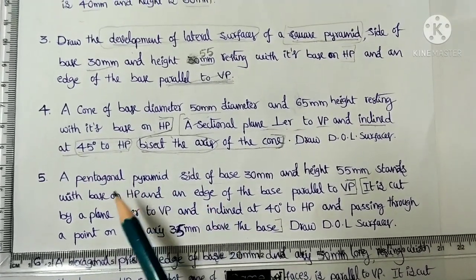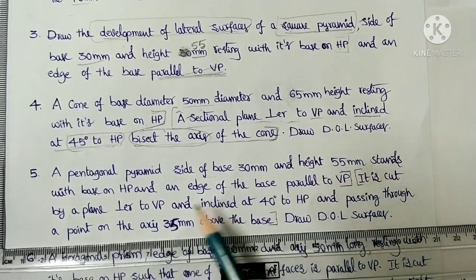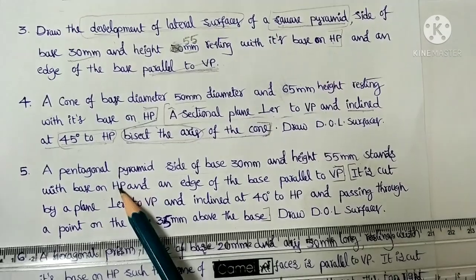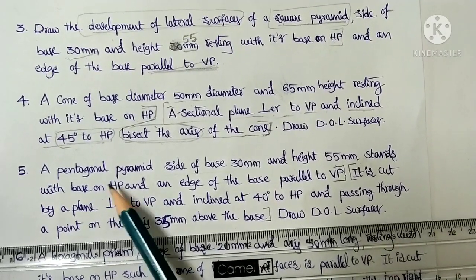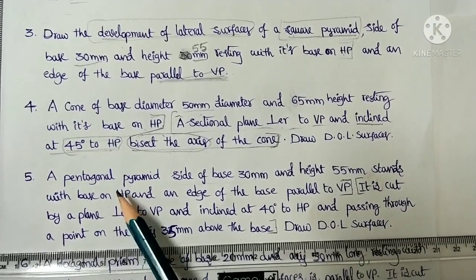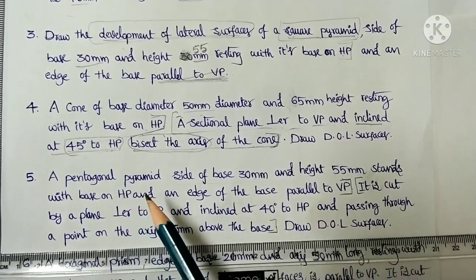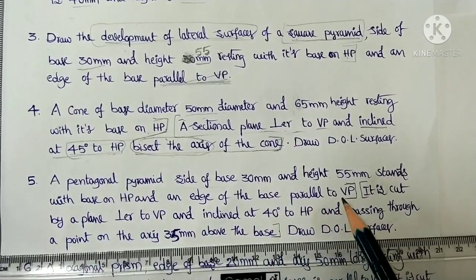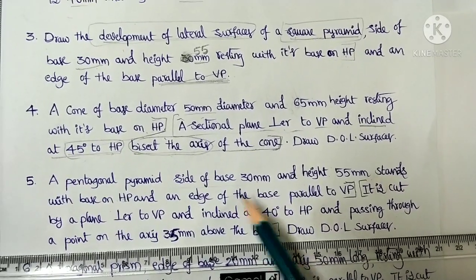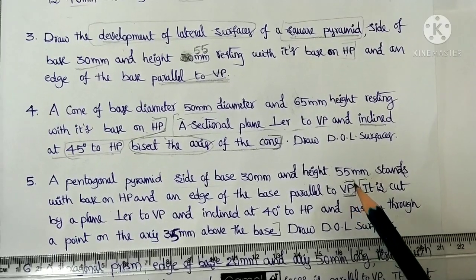Coming to problem number 5, it is a pentagonal pyramid, side of base 30 mm and height 55 mm, standing with its base on the horizontal plane. That means the axis is perpendicular to the horizontal plane. So when the axis is perpendicular to the horizontal plane, we are able to see the true shape in the top view. That means below the reference line we will get the true shape of that plane surface, and an edge of the base parallel to VP, so we have to keep one of the base edges parallel to the reference line while constructing the top view. That is related to the position of the object with respect to the horizontal plane and vertical plane.